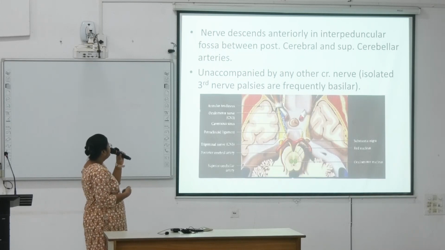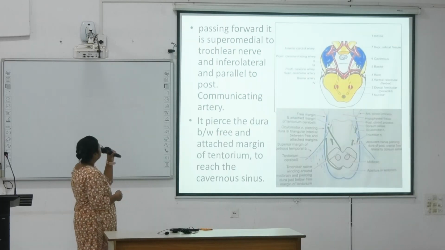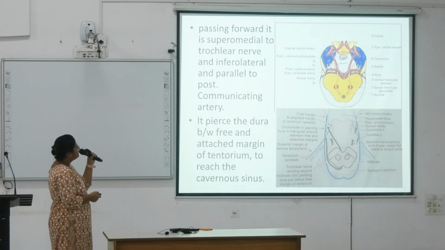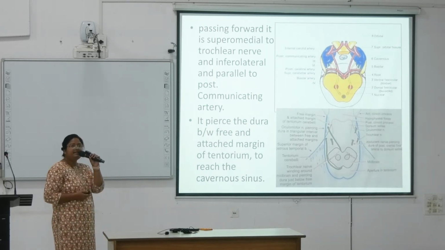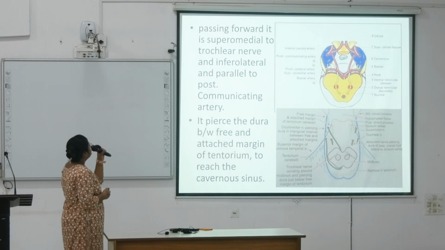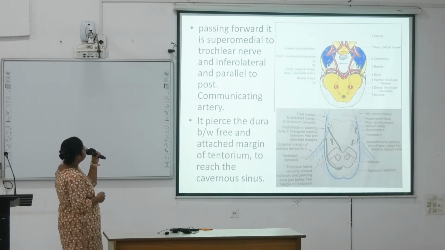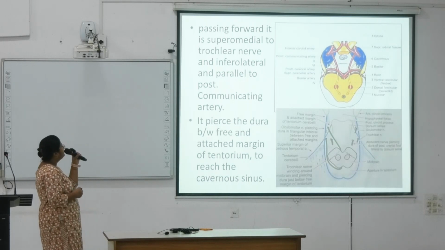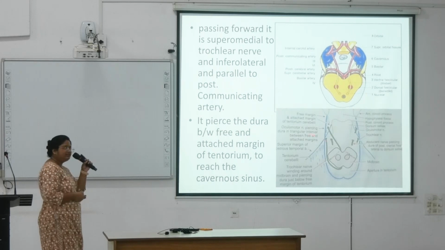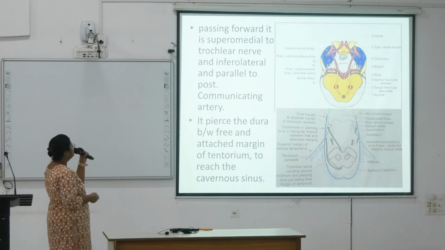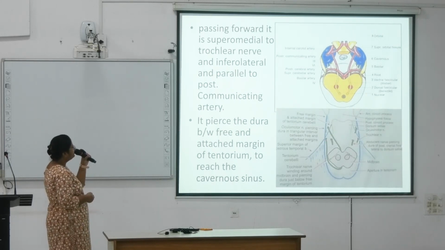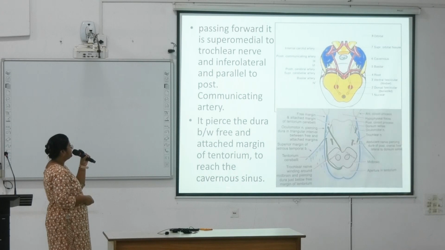Okay. Next. So, after coming out from the ventral aspect of the midbrain, it passes forward and it is superomedial to the trochlear nerve and inferolateral and parallel to the posterior communicating artery. This is one important relation, and it pierces the dura mater between the free and attached margin of the tentorium to reach the cavernous sinus.